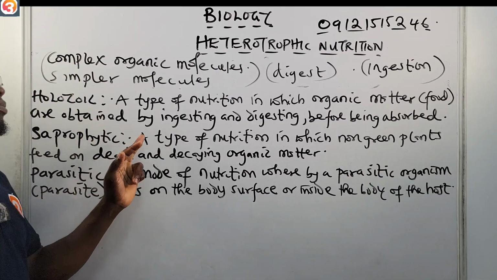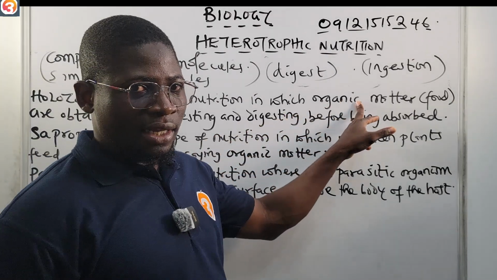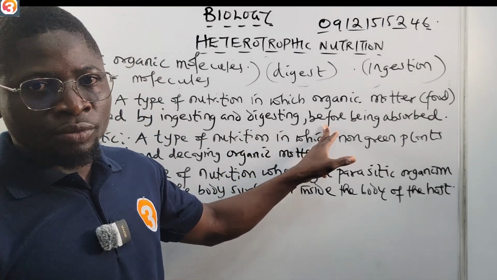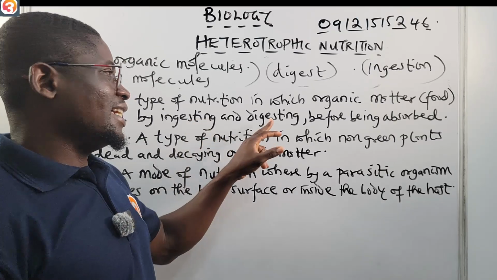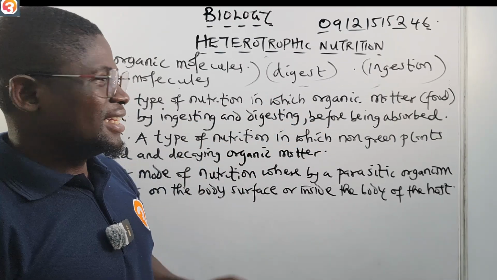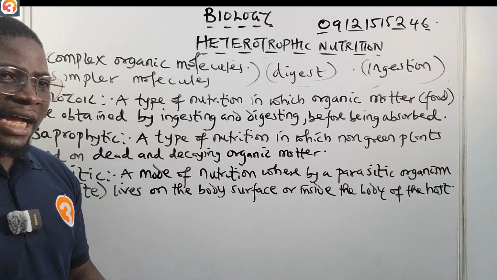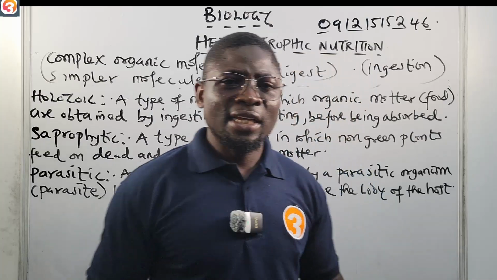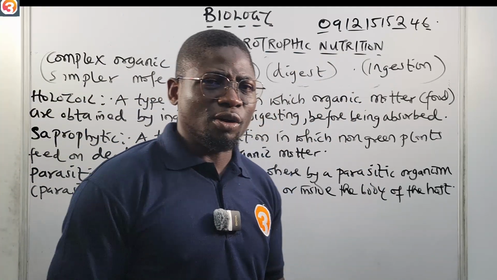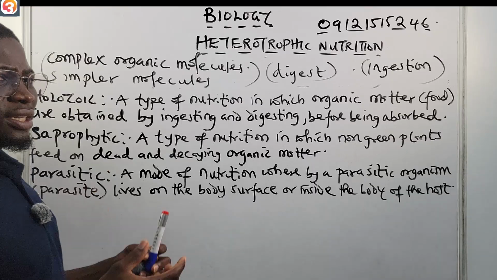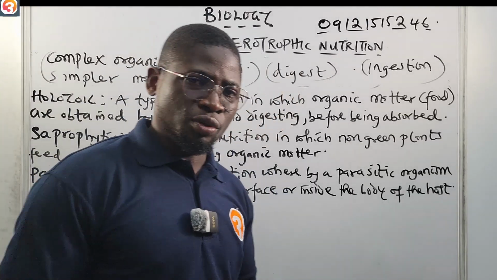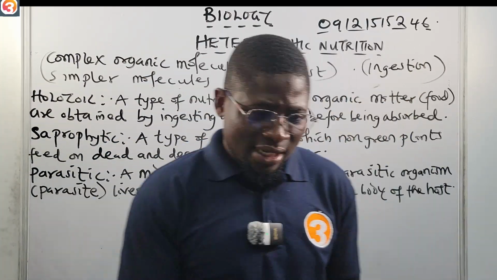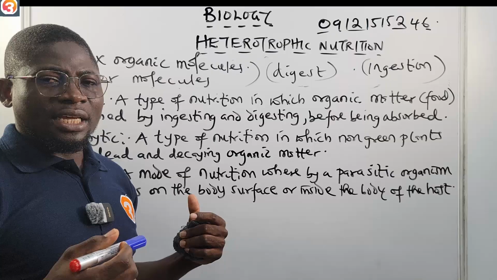It is stated here that it's a type of nutrition in which organic matter, that is food, is obtained by ingesting and digesting before being absorbed. So they ingest it, take it in, digest it, then absorb it. That is the Holozoic mode of nutrition. Organisms that exhibit this type of nutrition include you watching this video right now, lions, your dogs, your cows. Those are all organisms that exhibit Holozoic nutrition. They take in complex organic molecules, break them down into simpler organic molecules, and digest them.